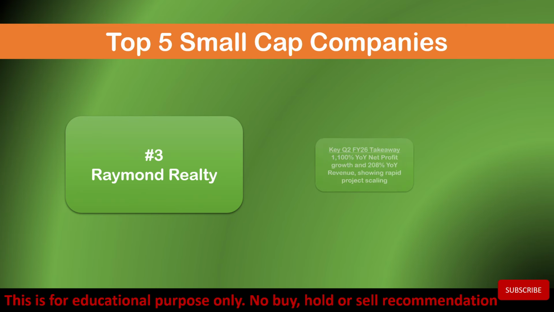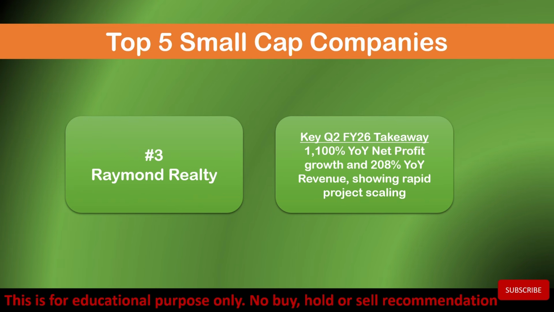Third is Raymond Realty. Now, Raymond Realty has reported 1100% year on year net profit growth and 208% year on year revenue growth, which shows rapid project scaling. So, again, a very good and a surprising entry, at least for me, in this list.